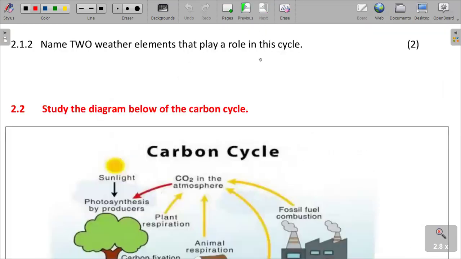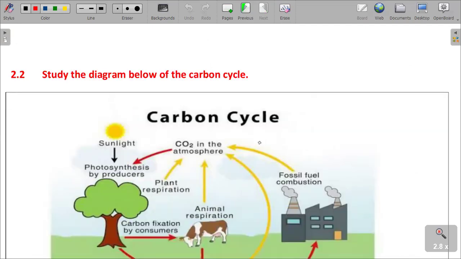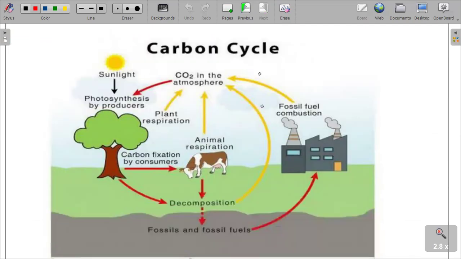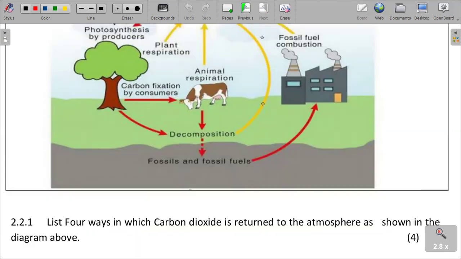And also, finally, we'll be talking about the carbon cycle. You need to understand again that carbon dioxide in the atmosphere is used by plants during photosynthesis. We also have the emission of carbon dioxide in the atmosphere because of fossil combustion. We talk about fossils and fossil fuels, the decomposition, how animals also release carbon dioxide and all this. We need to look at them and we'll be able to interrelate the various elements that are involved in there.